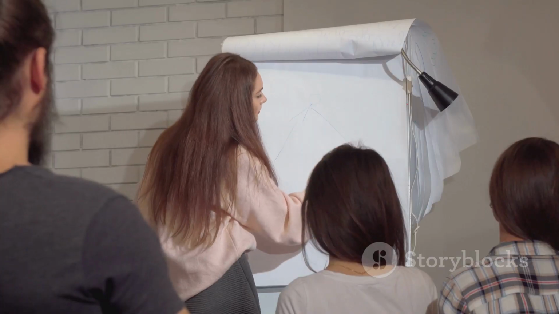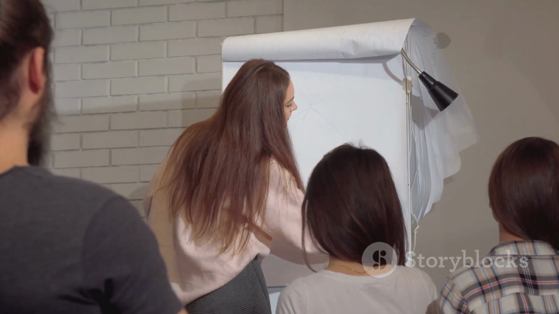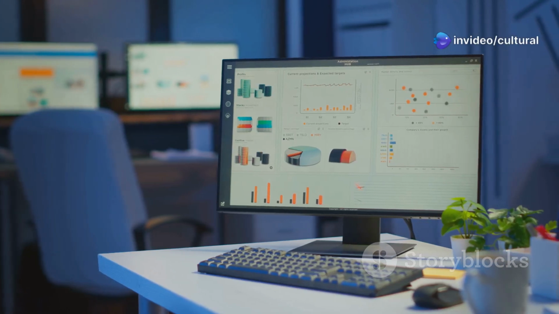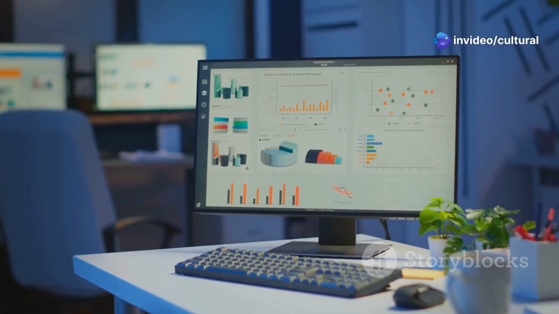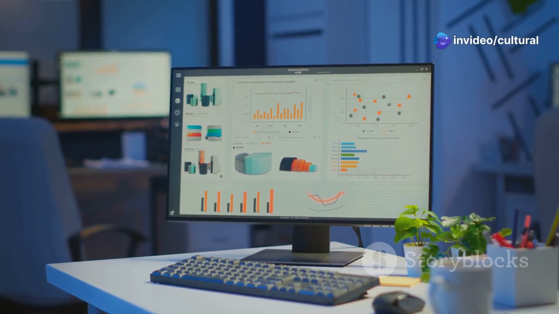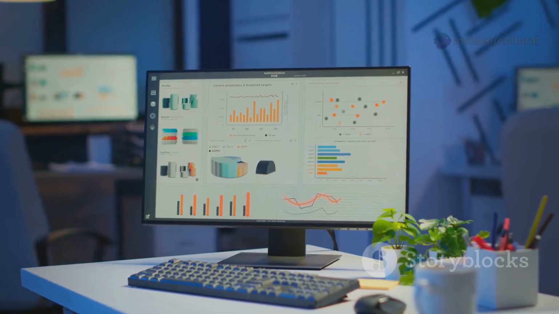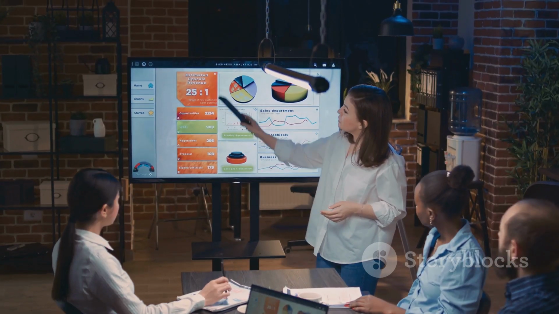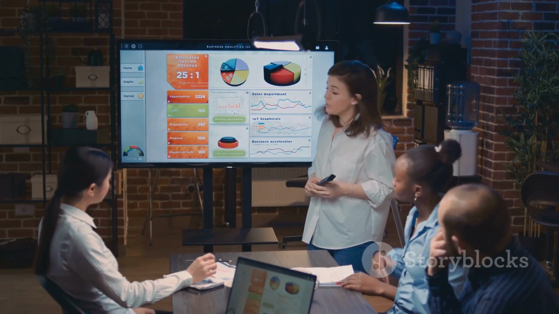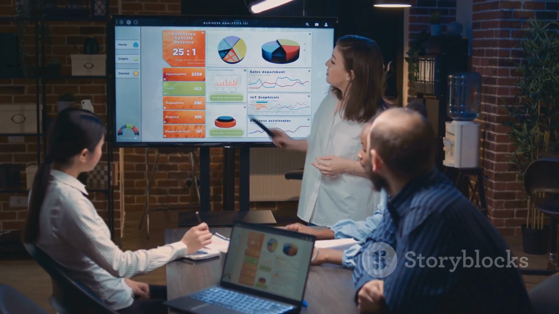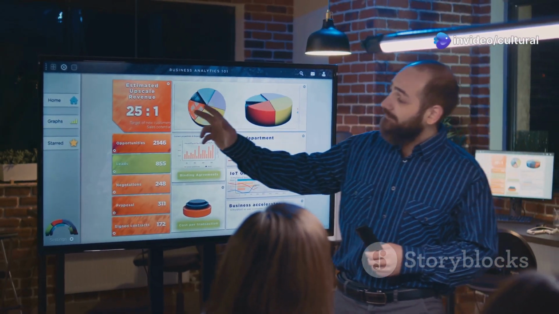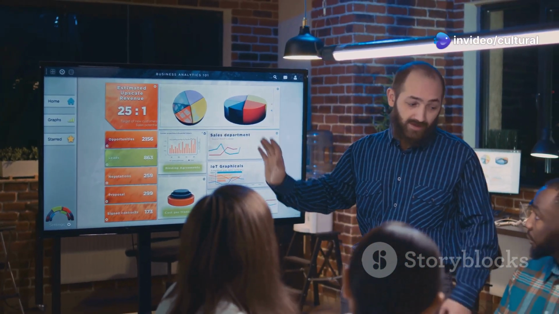Think of it as creating a map of every step your customer takes. This map shows you where they came from, what they did on your website, which emails they opened, and even how they interacted with your social media posts. The goal is to see the world through their eyes, understanding their motivations and their frustrations. This holistic view is what makes customer journey analytics so powerful.